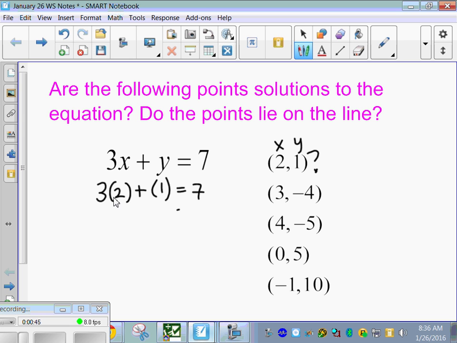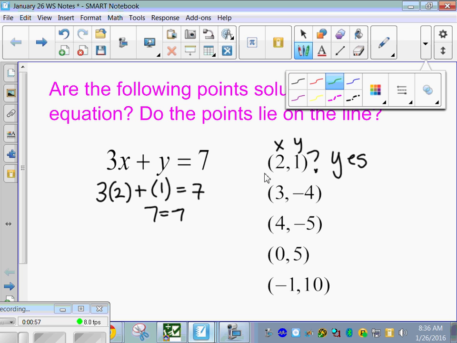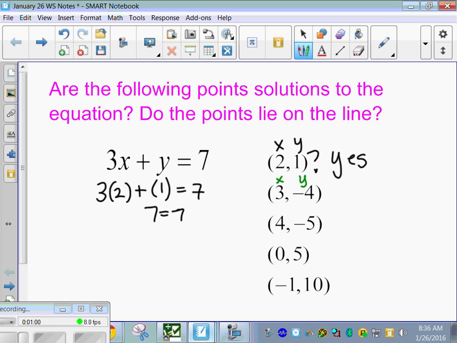So 3 times 2 is 6, plus 1 is 7. Does 7 equal 7? Yes. So is (2, 1) on the line? Yes, it is. Okay. Let's try (3, -4). So plug 3 in for x and -4 in for y. So 3 times 3, -4 goes in for y, equals 7.